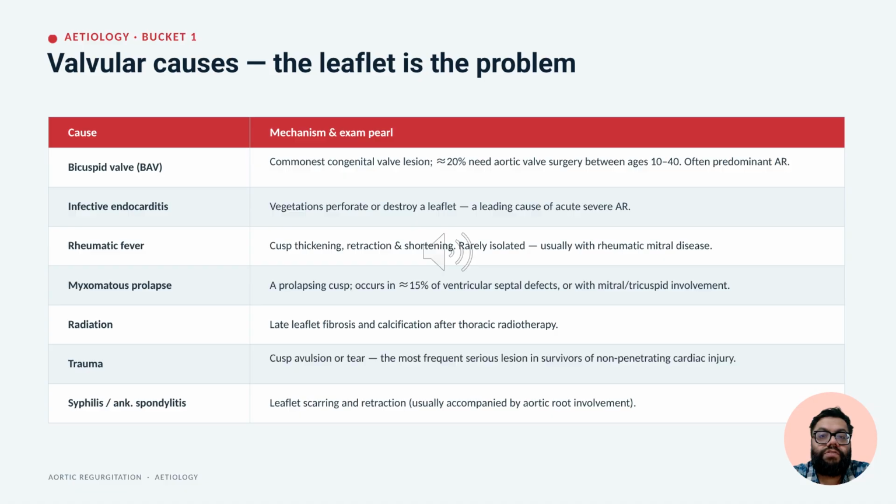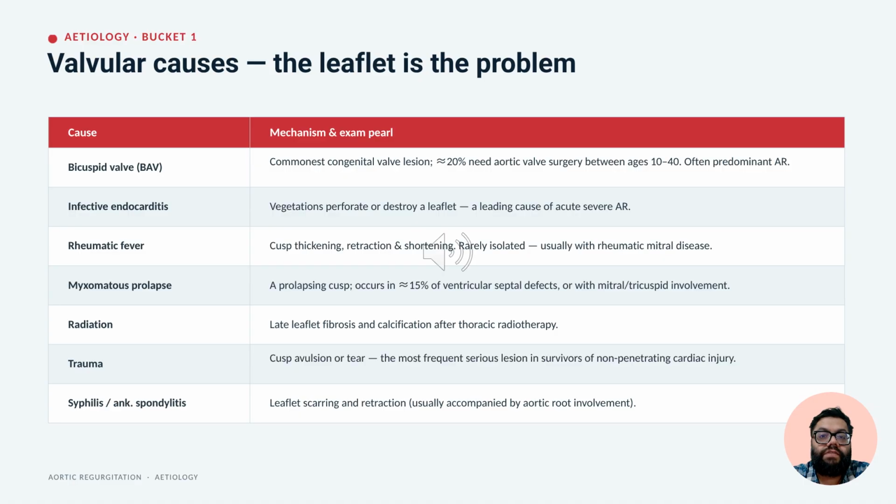These are the leaflet causes, and a few deserve a spotlight. The bicuspid valve is the one you will meet most. It is the commonest congenital valve abnormality, and around a fifth of these patients come to aortic valve surgery somewhere between 10 and 40 years of age, often for regurgitation rather than stenosis. Endocarditis is the classic acute destroyer. A vegetation eats through a cusp and the valve fails overnight.